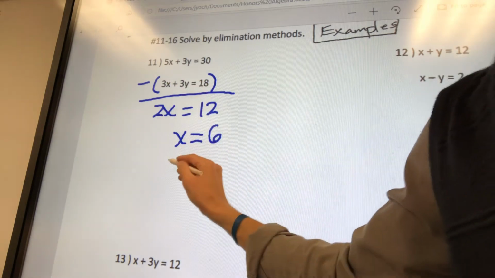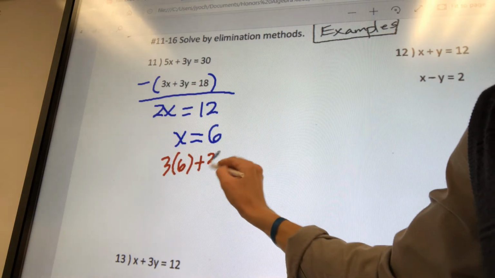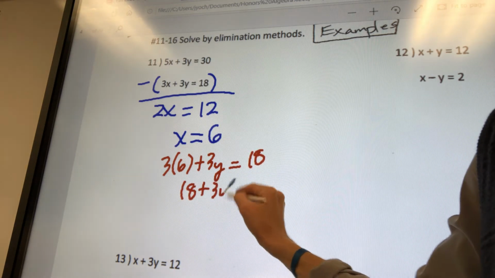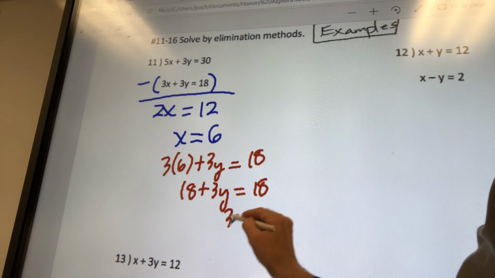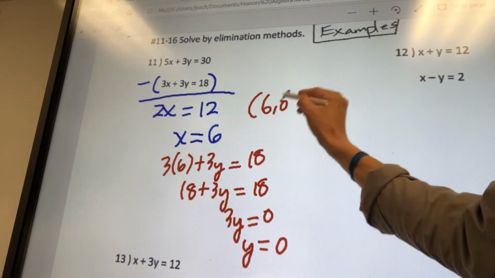Plug 6 into, I don't know, the second equation. 3 times 6 plus 3y is 18. 18 plus 3y is 18. 3y is 0. Y is 0. 6, comma 0.